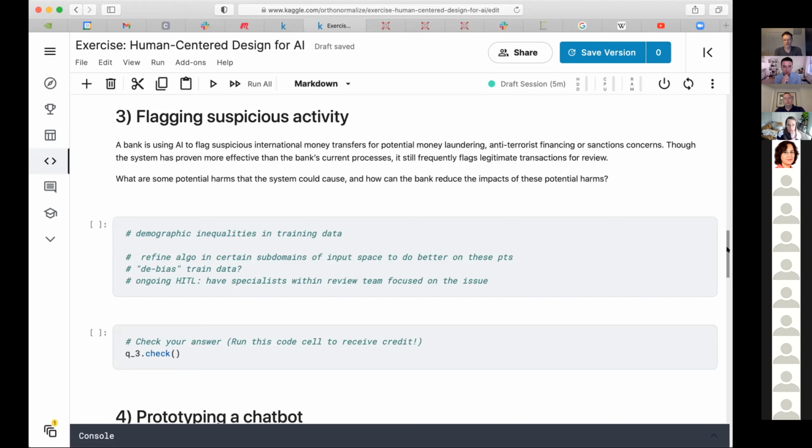And another really important thing that you want to do is have ongoing human in the loop. Always have specialists on your review team available and ready to focus on this issue when it crops up. Have someone who's well aware of this particular issue and how it affects these groups of people.